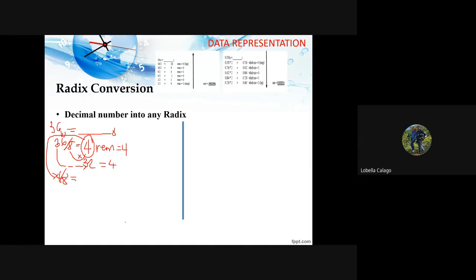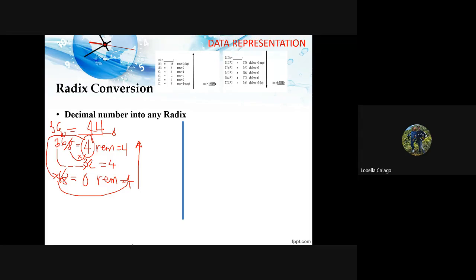4 divided by 8. Di ba sinabi ko, pag ang numerator is already less than the denominator, automatic 0 ang ating answer and the remainder is the numerator. What is your numerator? Your numerator is 4. So that is your remainder. And since it reached na the numerator is already less than denominator, so stop na po tayo and then get it from bottom to up. So your answer will be 44. So ganun po yung answers natin dyan.